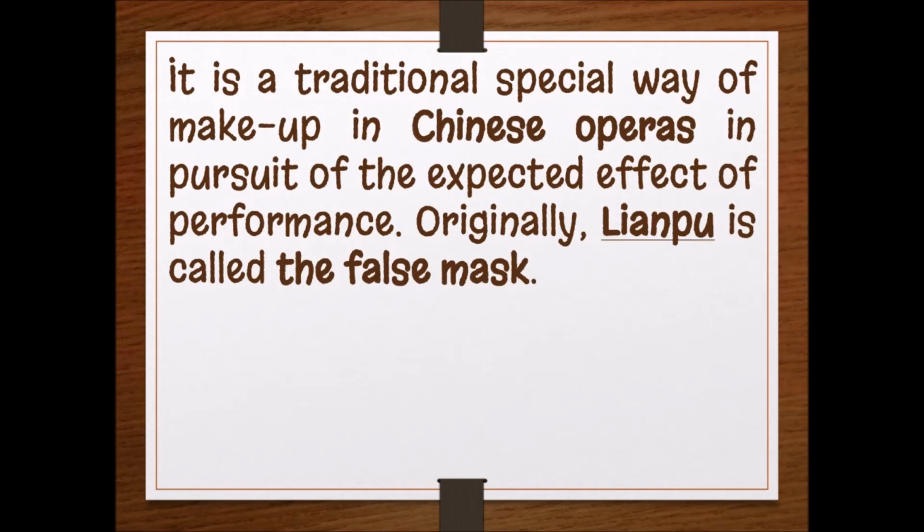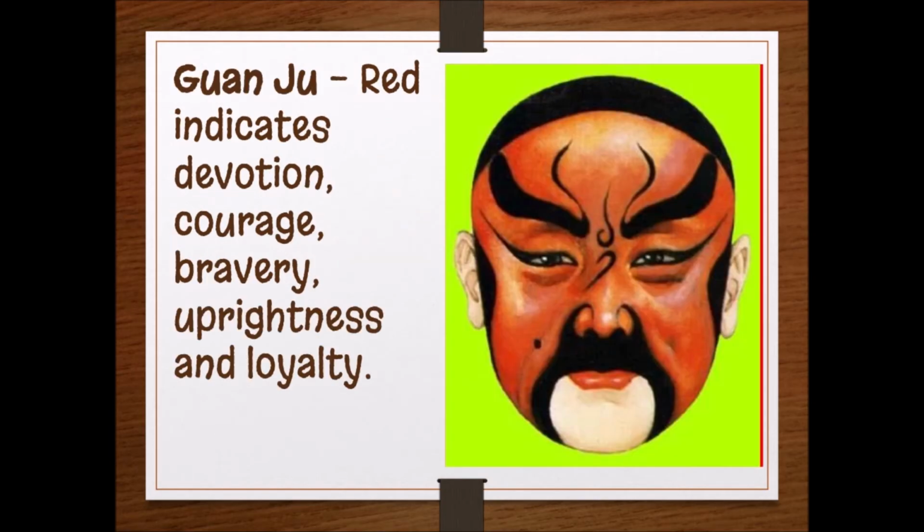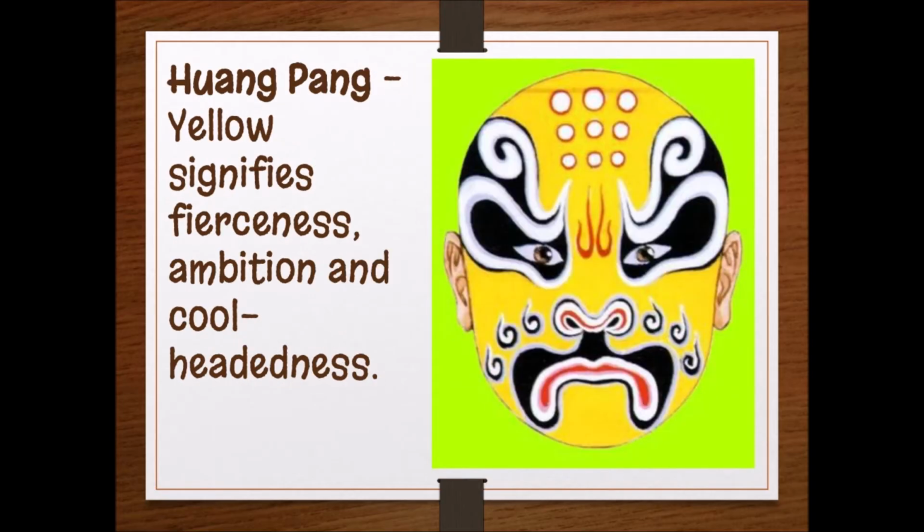Originally, Lianpo is called the false mask. Guanju. Red indicates devotion, courage, bravery, uprightness, and loyalty. While Wangpang, yellow signifies fierceness, ambition, and cool-headedness.